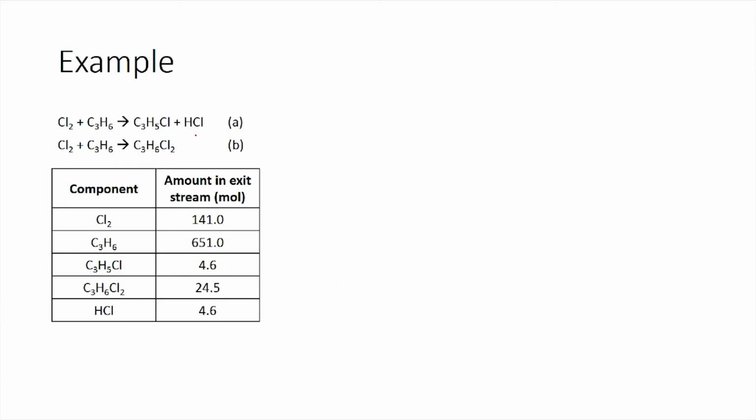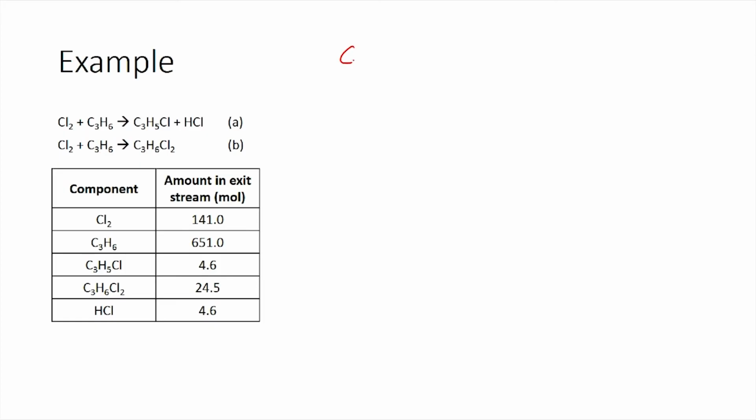Looking at these two equations, we know that the stoichiometric ratio of chlorine and C3H6 are 1:1, which means if 4.6 moles of chlorine is consumed by reaction 1 and 24.5 moles of chlorine is consumed in reaction 2, the same number of moles of C3H6 would also have been consumed by these two reactions.